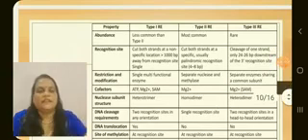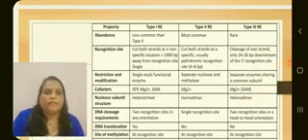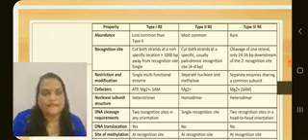This chart indicates various properties of restriction enzymes. The most commonly used restriction enzymes in genetic engineering are type 2 restriction enzymes because these restriction enzymes recognize a specific sequence as the restriction site and introduce a cut in that particular sequence.